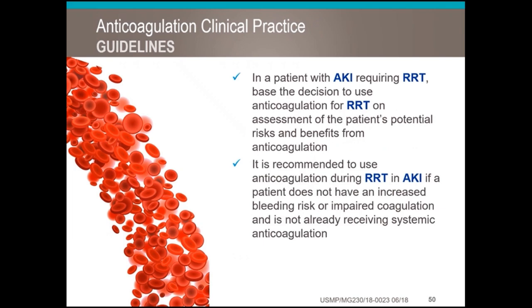But it is recommended to use anticoagulation during renal replacement therapy if a patient does not have an increased bleeding risk or impaired coagulation, and if they're not already receiving systemic anticoagulation. So anticoagulation is important, and if the patient has no contraindication to it and they're not already receiving systemic anticoagulation elsewhere, the guidelines do recommend that your patient receive anticoagulation.